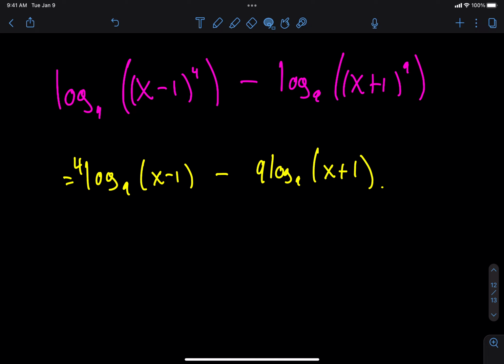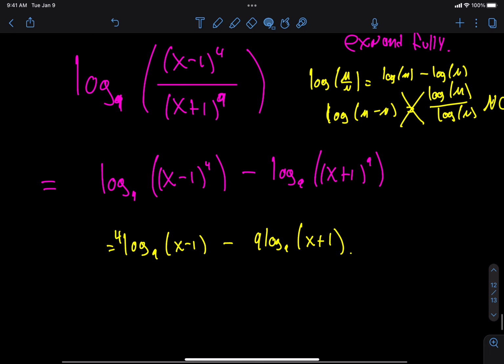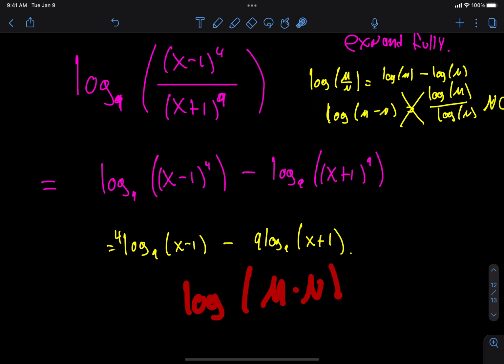Any questions on that one? So the only rule we didn't use here was, of course, if you have log of a product, m times n. How can I rewrite that one? Log m plus log n. Yeah, log m plus log n.